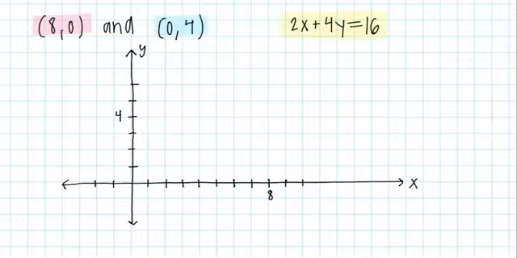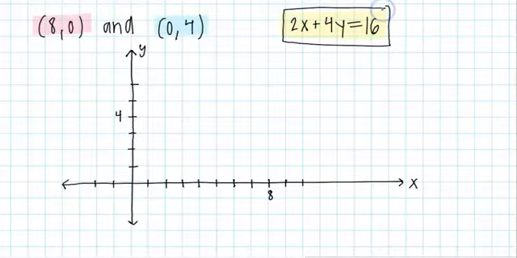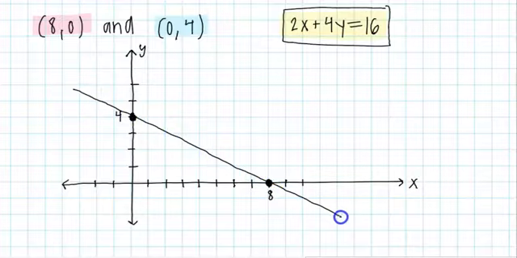Okay, so on the graph, if we're trying to graph this linear equation, 2x + 4y = 16, we would plot our 2 points. The x-intercept is at (8, 0). The y-intercept is at (0, 4). And then 2 points is enough to make a line. You just connect the 2 points with the best line that you can. And there you have it. That's the graph for the line 2x + 4y = 16.